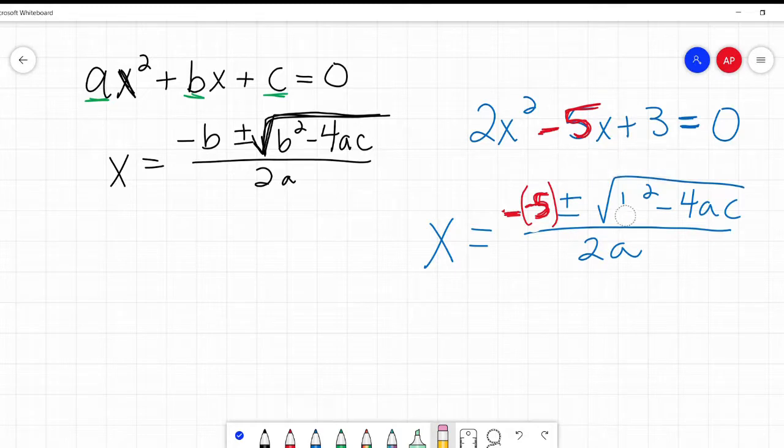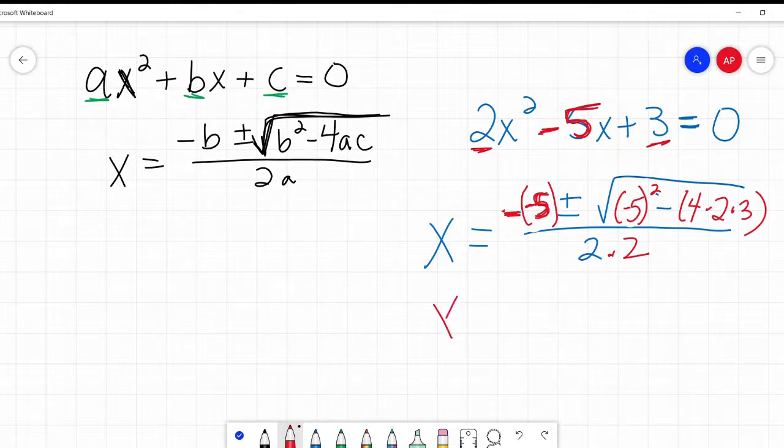Inside the square root, let me erase, don't mean to be persnickety. Okay, so b is negative 5 squared. And then we have 4 times a times c. 4 is part of the formula, times a, my a is 2, times c, my c is 3. On the bottom, 2 times a, again, a is 2. Yeah, I write my 2's differently at different times. Why? I don't know. Do I have to have a reason?